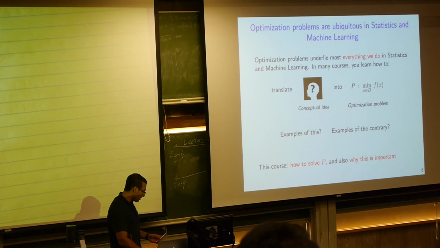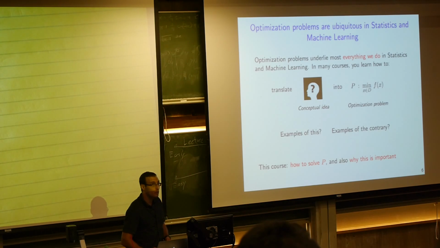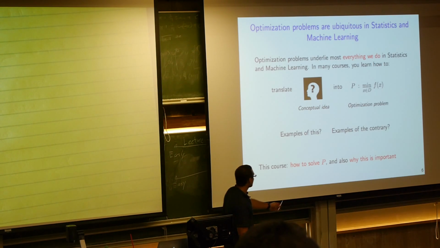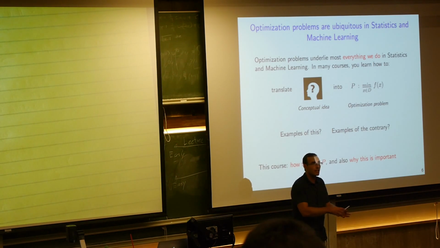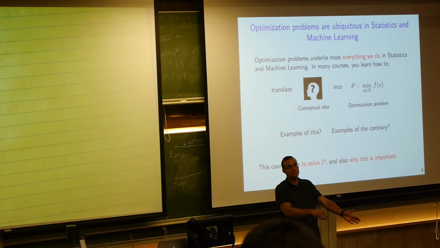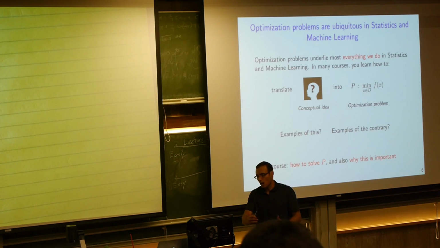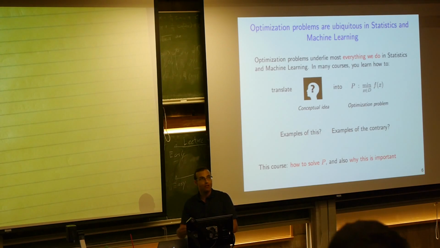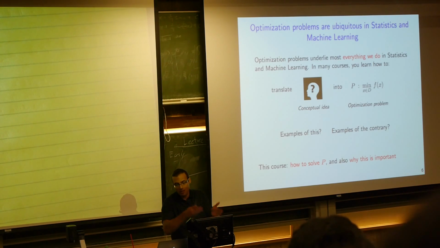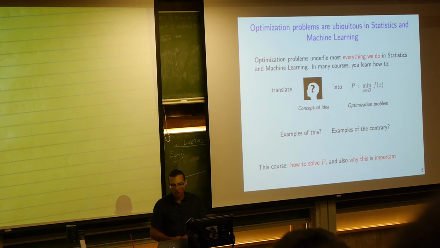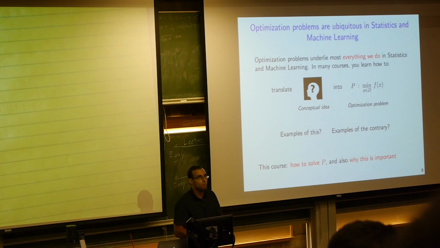In many other courses, like let's say 701 or 702 or 707 or 715, if you're an ML student, you'll learn how to take some kind of idea, like I have data and I want to get this particular function out, or I want to study this relationship, or you have some kind of conceptual goal. You learn how to translate that into a particular optimization problem.